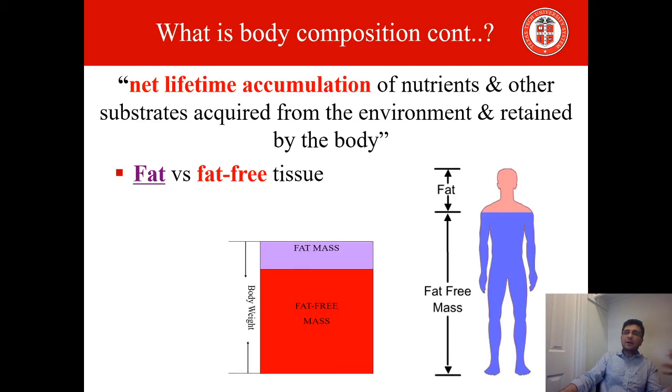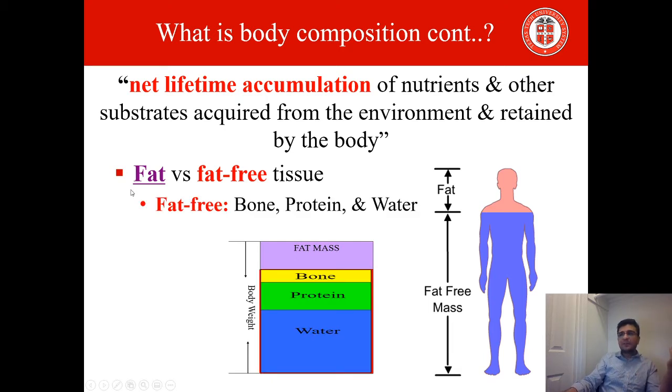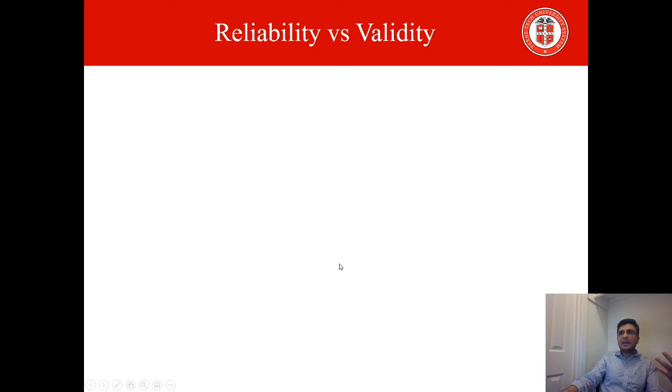So if we go back to our previous slide, we have talked about the fat mass. Now, what constitutes fat-free mass? You can see in this diagram, the fat-free mass is made up of the bone, the protein, and the water. So these are the three big components of the fat-free mass. Keeping this fat-free mass in perspective, let's move on to reliability versus validity.